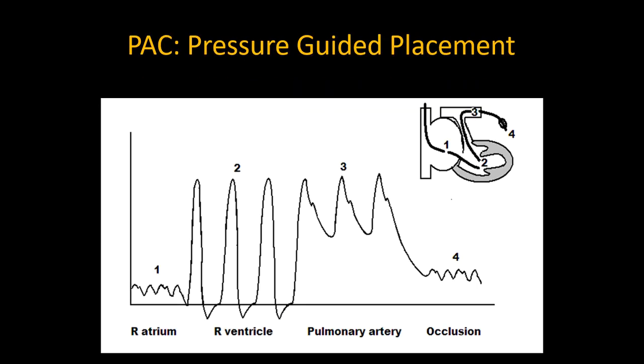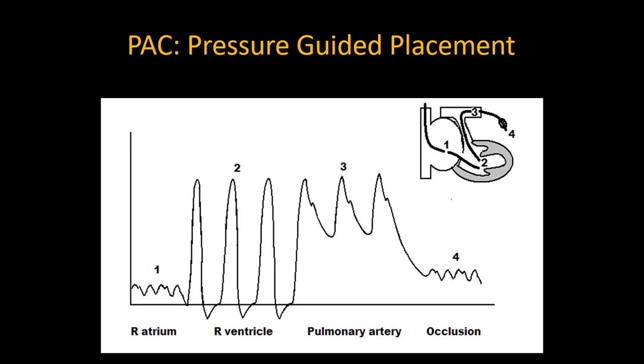This is the tracing of the different areas, different chambers. So in right atrium you will find a tracing like this. In right ventricle, the tracing is like this, and the moment we enter into pulmonary artery, the tracing goes up because the diastolic pressure is high, and then we do occlusion.